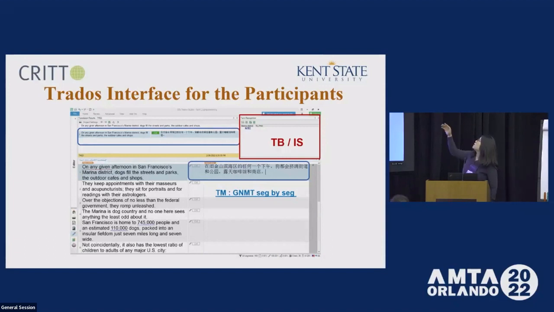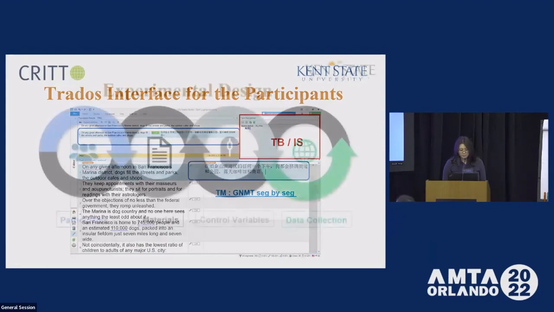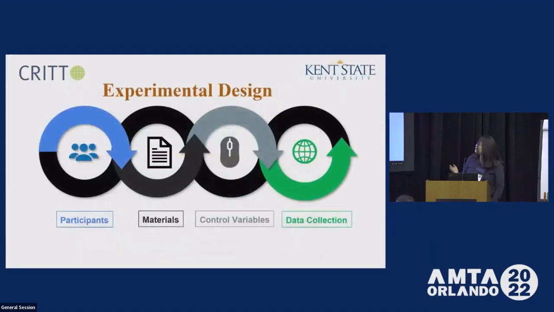It's illustrated in this red rectangle. So if a term base is provided, they can see the term if it occurs in the source text that we provided. If they are under the internet search condition, the rectangle will be empty, so they don't see anything here. They should only get resources from the internet search, without the provided terminology. That's our participant and material control variables.